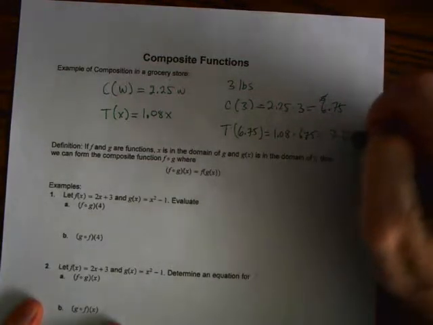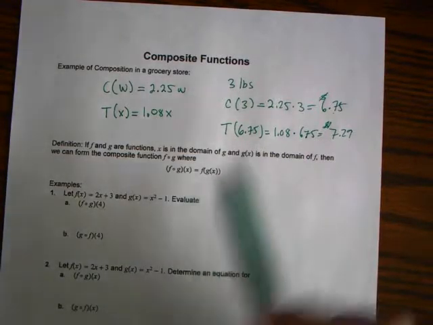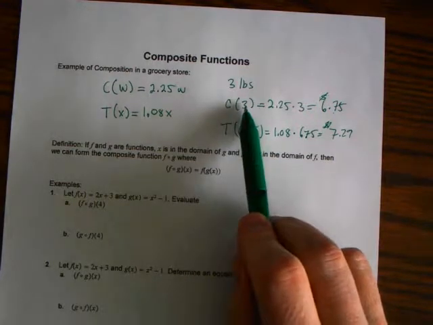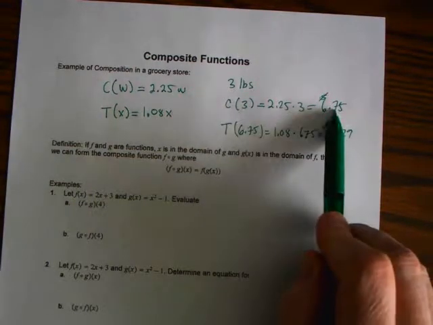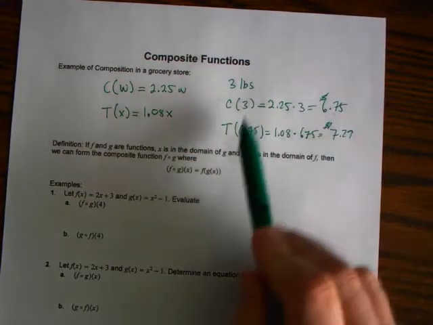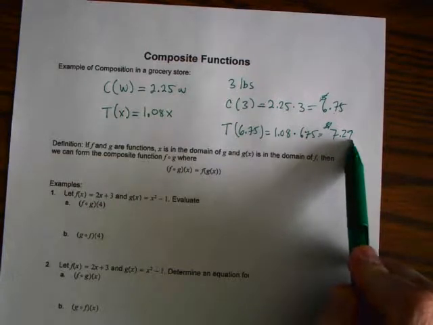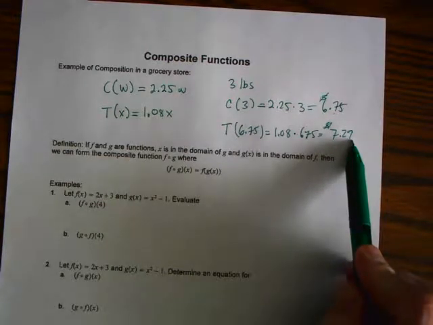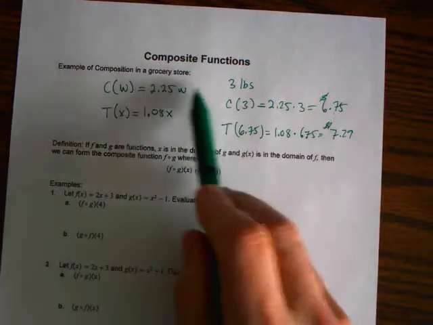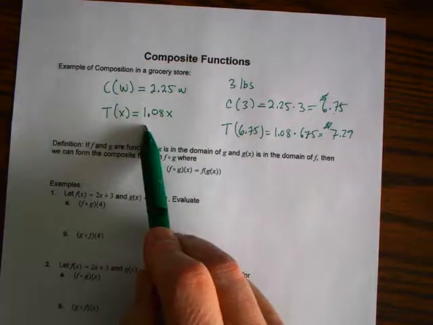7.29. All right, so that happens so quickly when you're at the grocery store that you don't even think about it. But that's really what's happening. To find out how much the candy is going to cost me, first they find the cost of the candy, and then they take that answer and they plug it into another formula which adds the tax and gives you the total cost. And that's what composition is. Composition is using two functions. We plug into the first one, we take that answer, and then we plug into the second one.